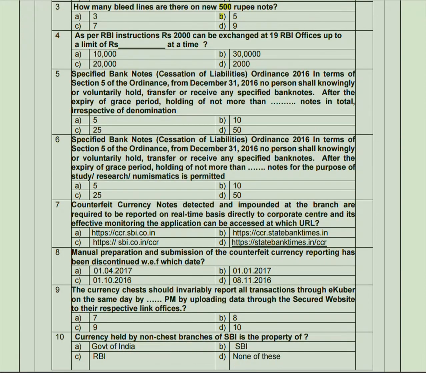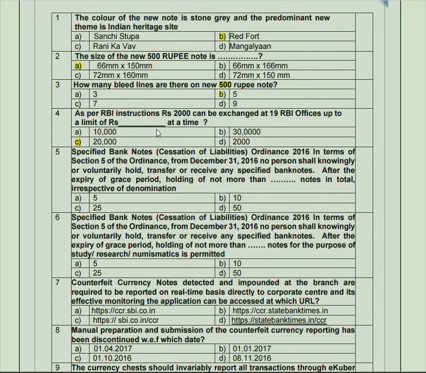For the question, as per RBI instructions, rupees 2000 can be exchanged at 19 RBI offices up to a limit of rupees 20,000. We can exchange 20,000 at one time.